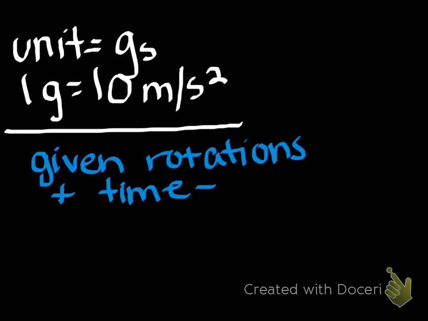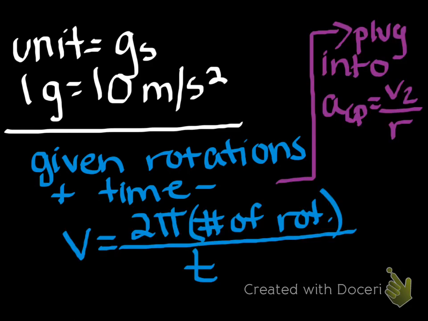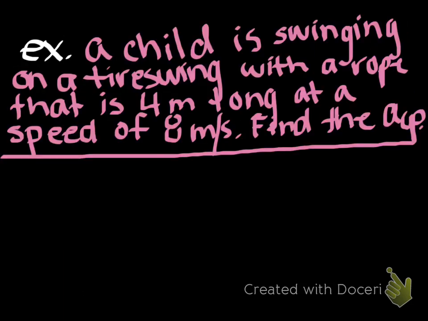The second way to find centripetal acceleration is when you're given rotations in time. First, you find velocity by using the equation velocity is equal to 2 pi times the number of rotations over time. Once you do this, you can plug the value you find for velocity into the centripetal acceleration formula.